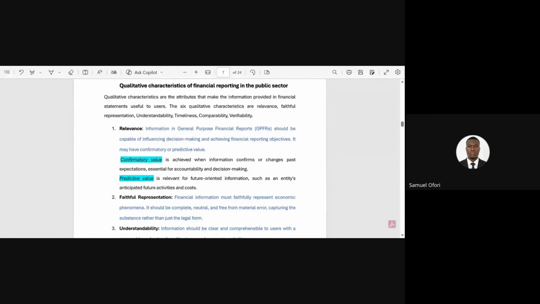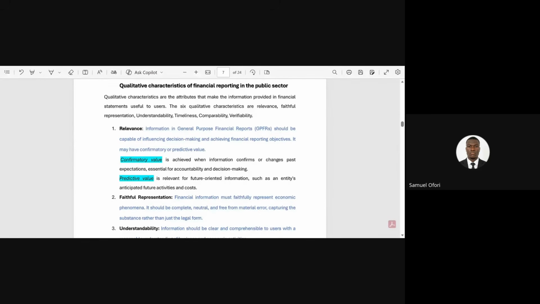You have faithful representation. As Kunedu explained, financial information must be faithfully represented, or represent economic phenomena. It should be complete, neutral, and free from material error, capturing the substance rather than just legal form. So your information should be free from error, like material.